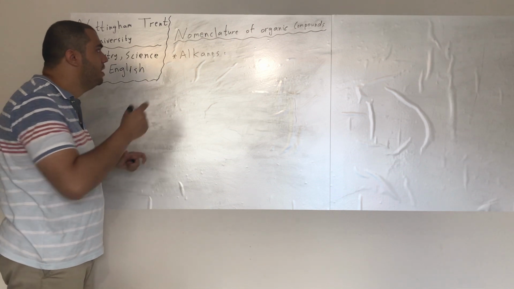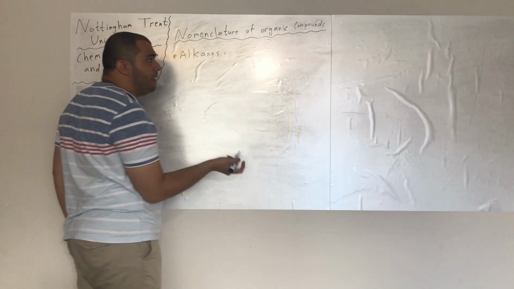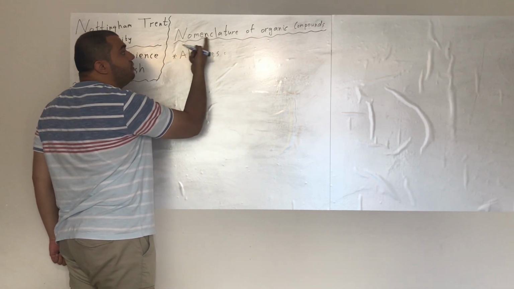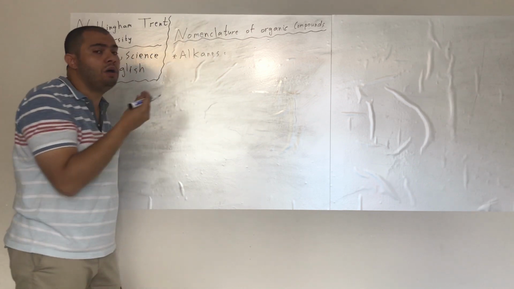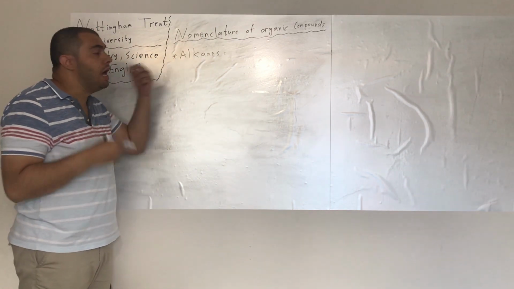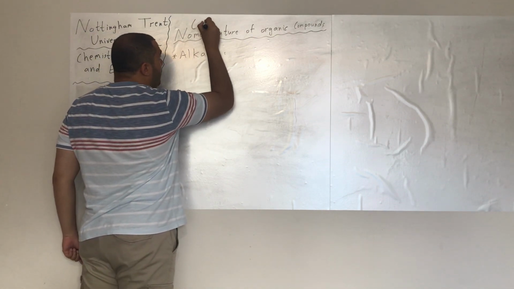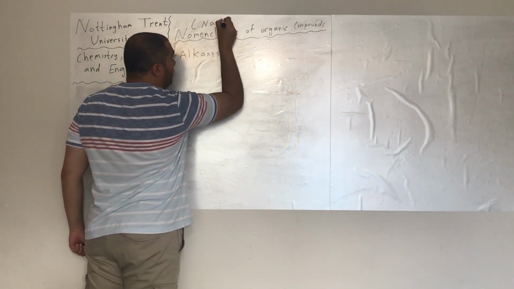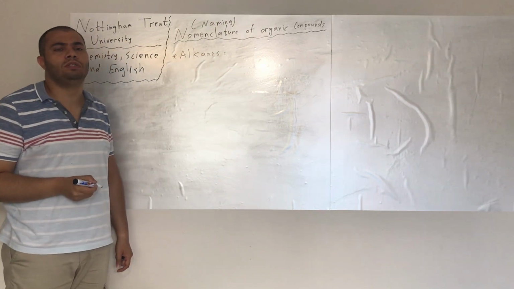Bismillah ar-Rahman ar-Rahim. Now, what's the meaning of nomenclature of organic compounds? First, what's the meaning of nomenclature? Nomenclature means how to name, the way of naming. So you can say naming of organic compounds.